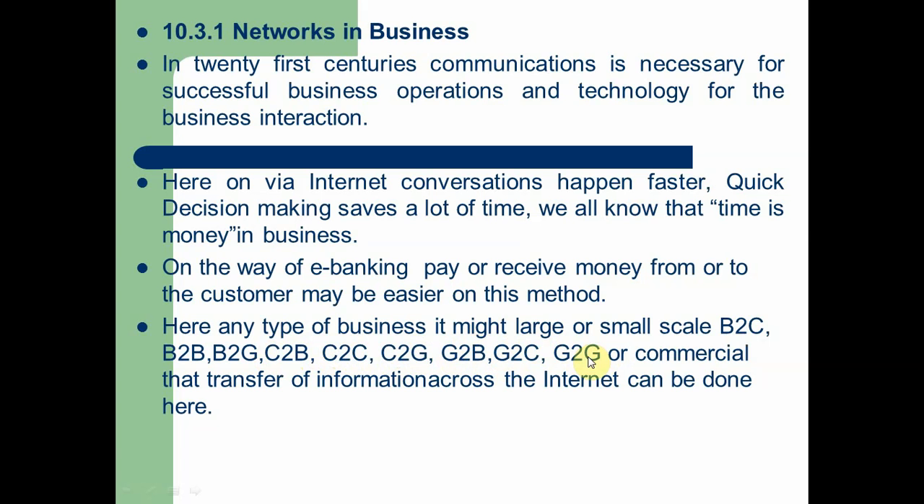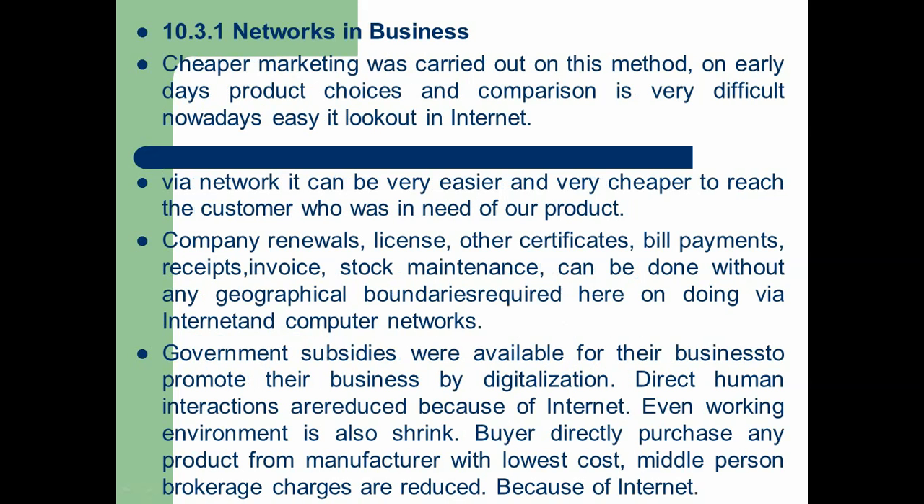Even today many governments share their information through the internet. So this type of business is called government to government commercial business. So these are the different businesses that happen now on the internet because of networks.